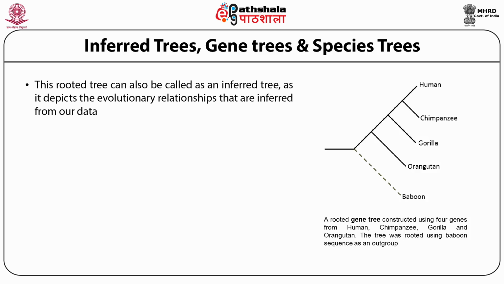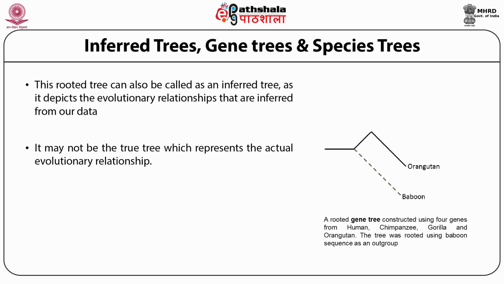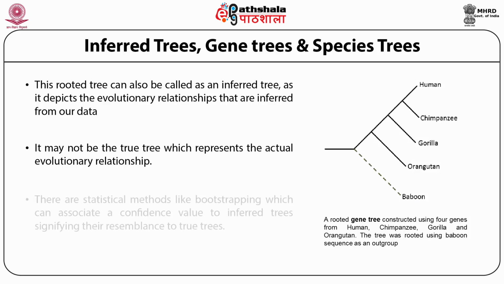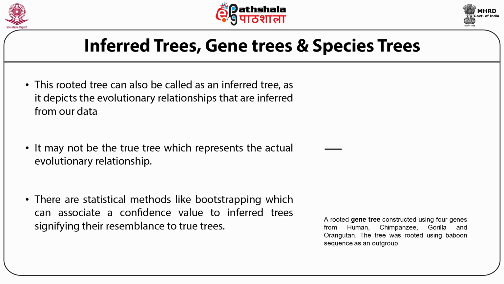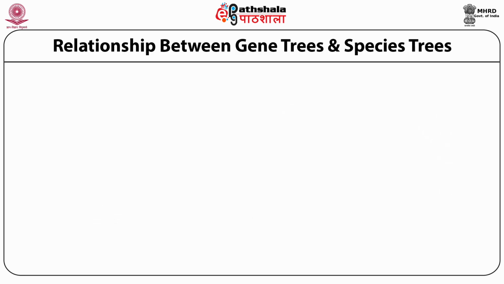This rooted tree can also be called an inferred tree, as it depicts the evolutionary relationships that are inferred from our data. It may not be a true tree, which represents the actual evolutionary relationship. That is a very important point that we have to remember. This is an inferred tree. There are statistical methods like bootstrapping, which can associate a confidence value to the inferred tree, signifying its resemblance to true trees. So there are validation methods such as bootstrapping.